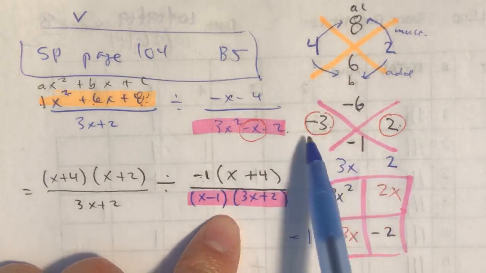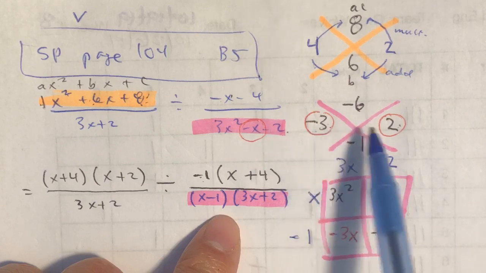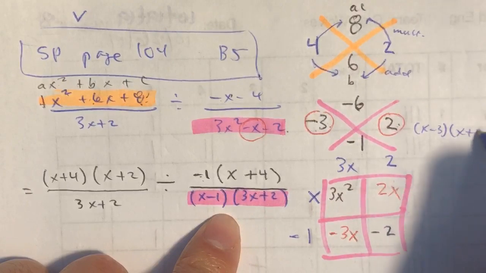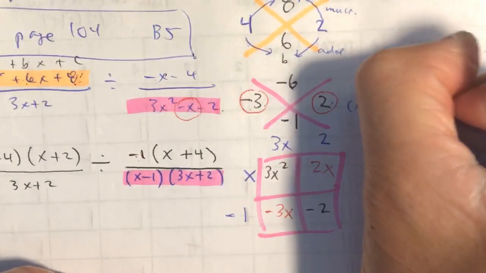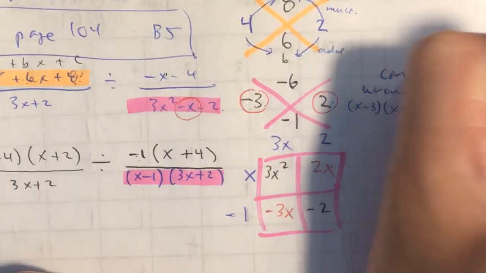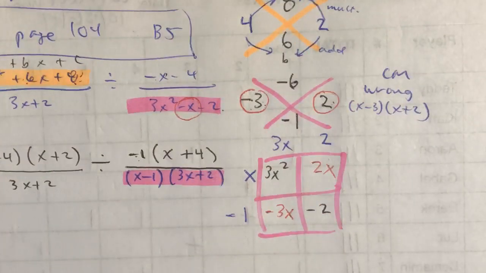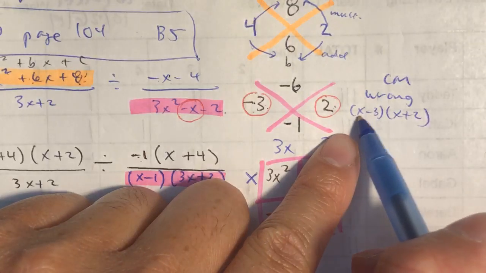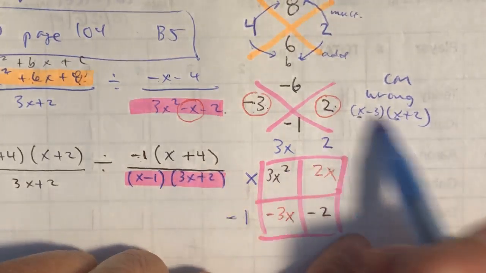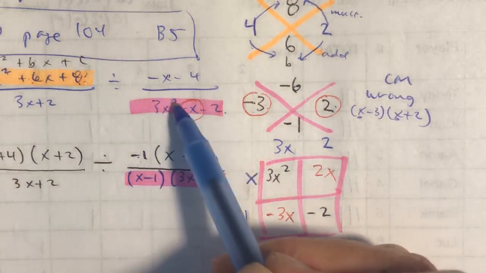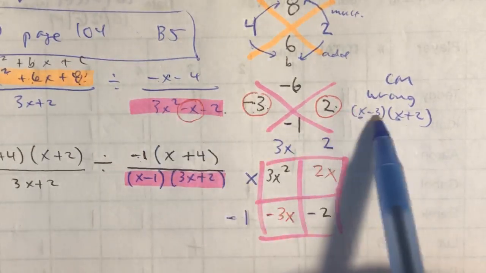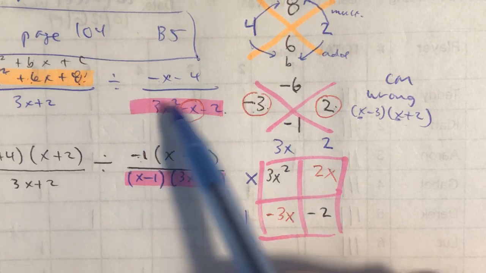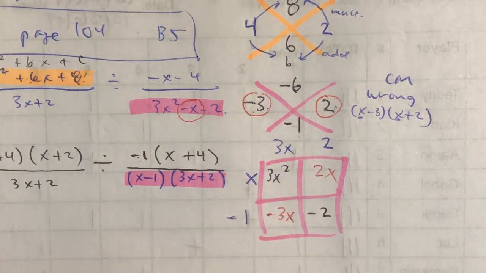The common mistake for students is to write x minus 3, x plus 2. So this is wrong. Let me write that. CM, common mistake. Here's the reason why I've seen a lot of students do this: if you just multiply these two right here, you'll know that's wrong. x times x is x squared. It's not 3x squared. So this is where the student misapplies the trick. Remember, a is greater than 1, so you have to do both the x and the box.